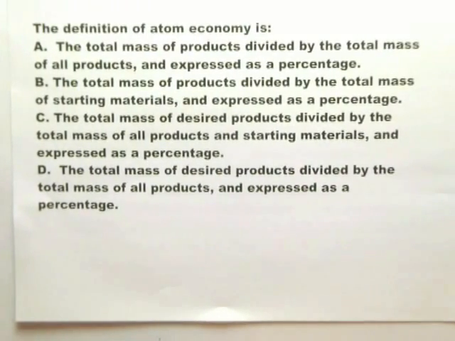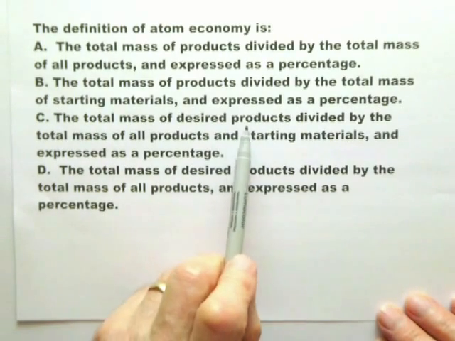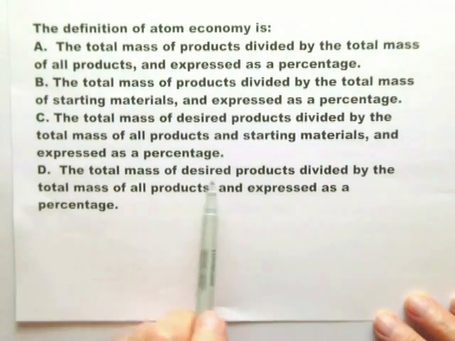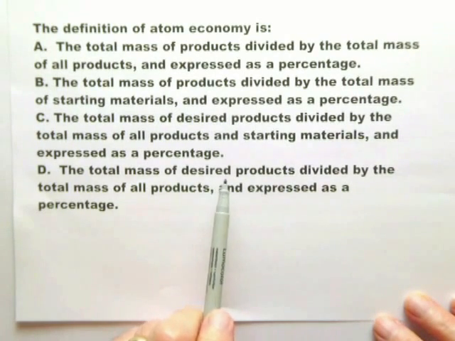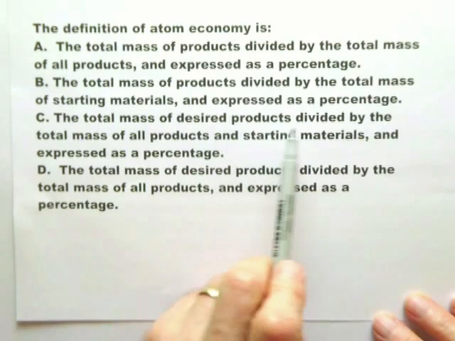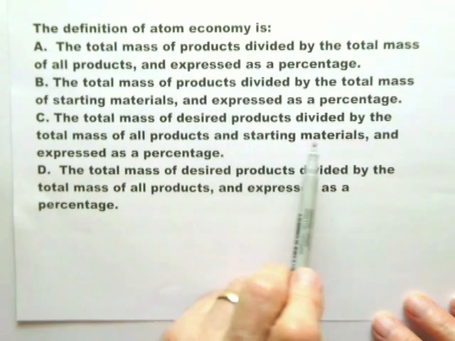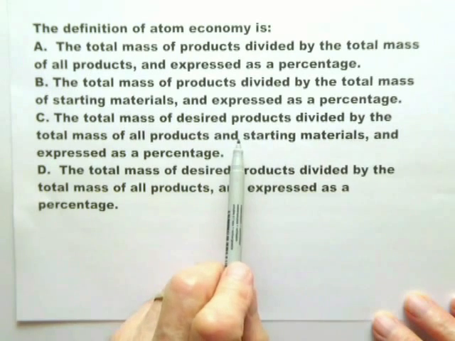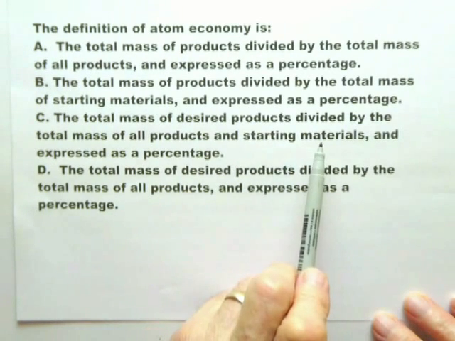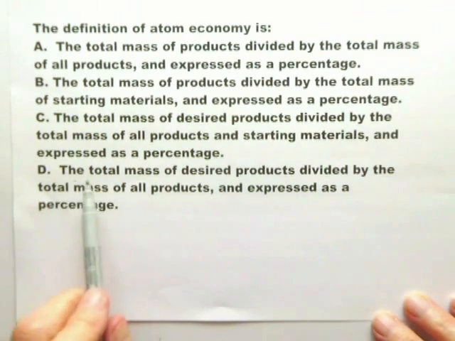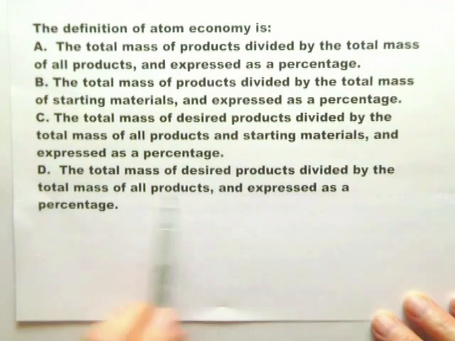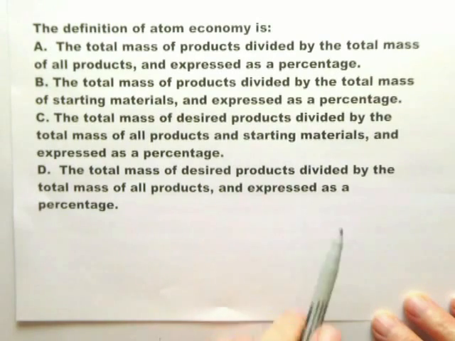In this one, you have to be a little bit more specific, because they're asking for the definition. And again, you're looking for the words useful or desired. And now C has total mass desired, and D has total mass desired. So let's check them out. Total mass of desired products divided by the total mass of all products and starting materials. Oh, products and starting materials? No, I don't think that's right. Total mass of desired products divided by total mass of all products and expressed as a percent.